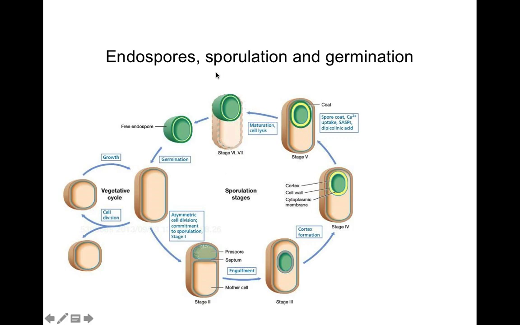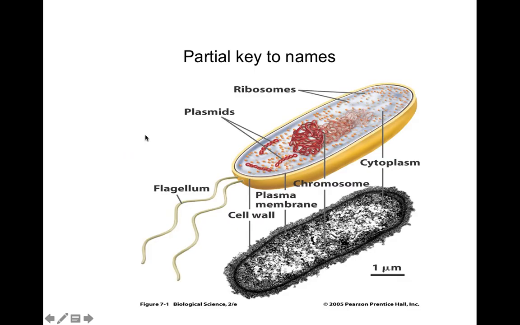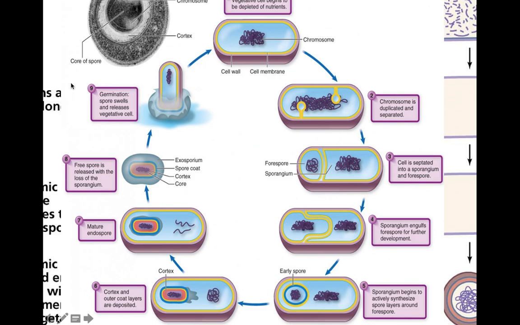So the process of forming the endospore is called sporulation, and the process whereby the endospore releases the new metabolically active bacterium is called germination. Just like I think of a little plant seed germinating. And this is just a better cartoon showing germination. Here's our endospore, and here we see the process of germination where the metabolically active bacterium is released.